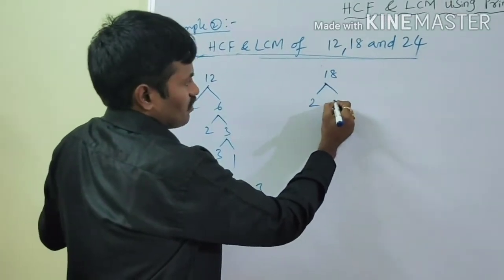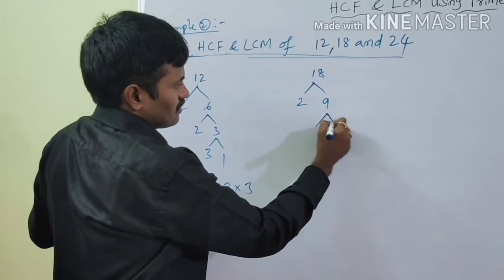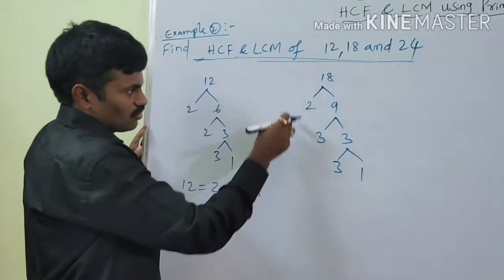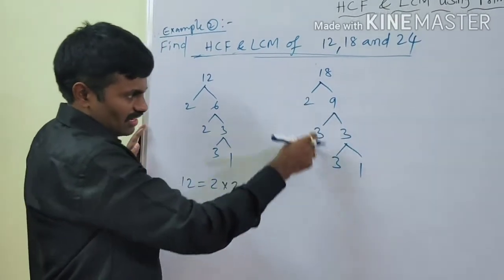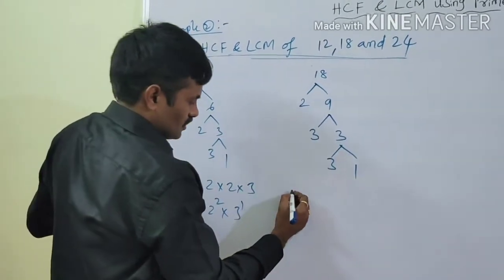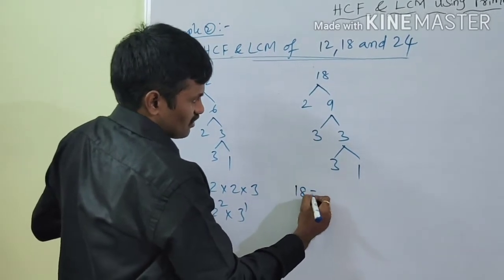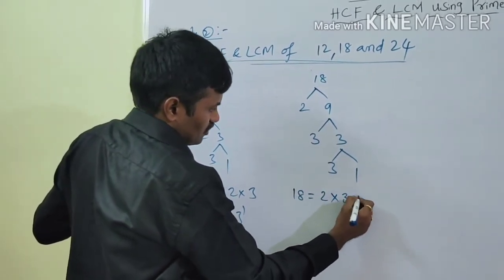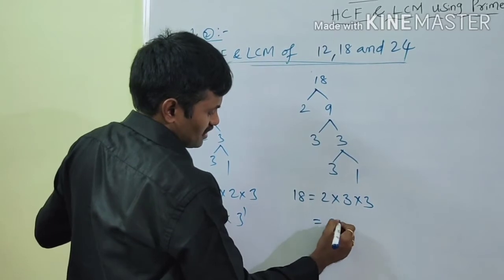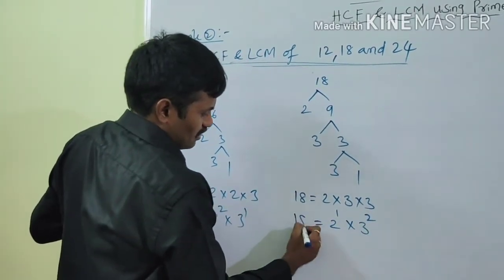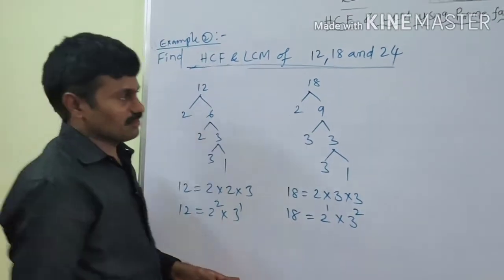Yes, we know already. 2 9s are 18, 3 3s are 9, 3 1s are 3. So find the product of the left hand side factors. So 18 is equal to 2 into 3 into 3. This can be expressed in exponential form like this: 2 power 1 into 3 square. It is the prime factorization of 18.